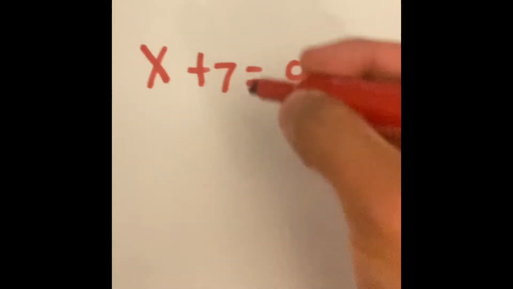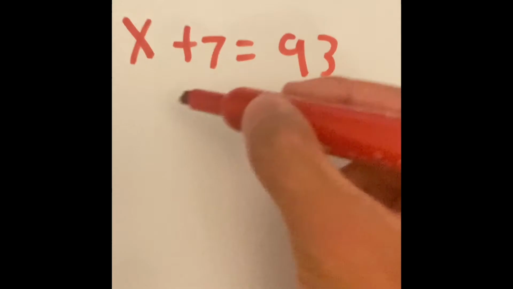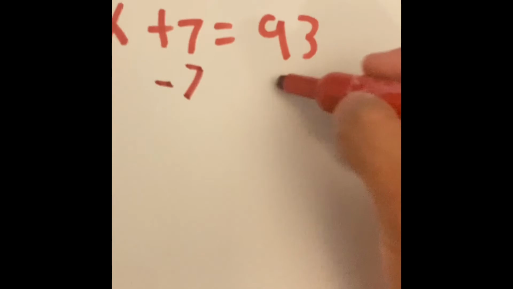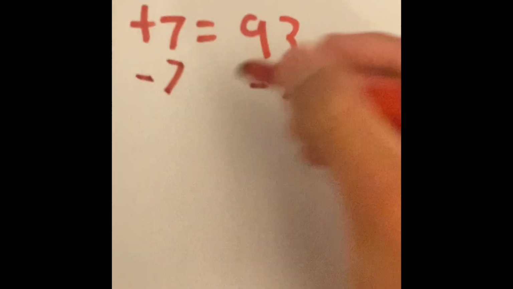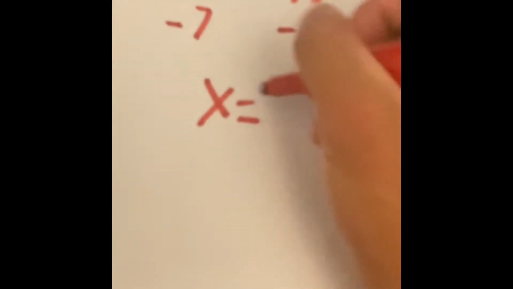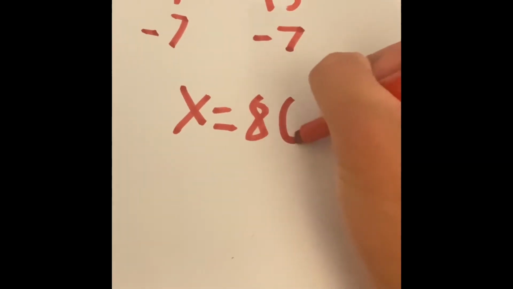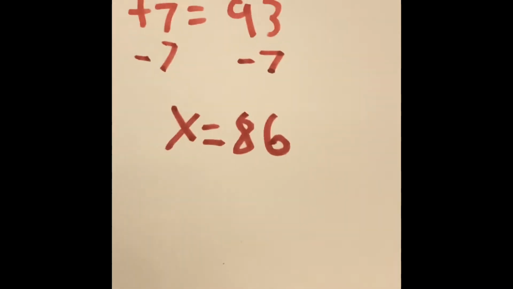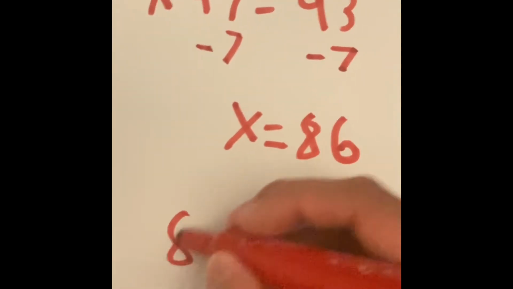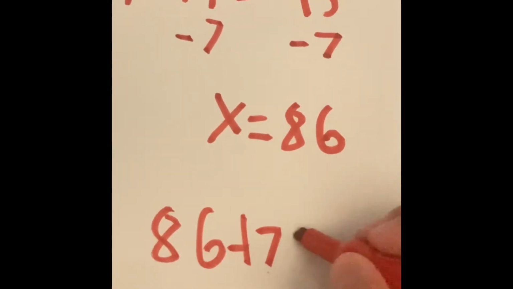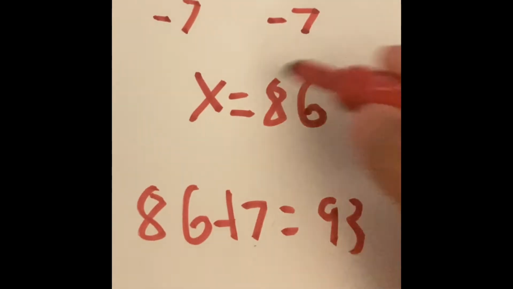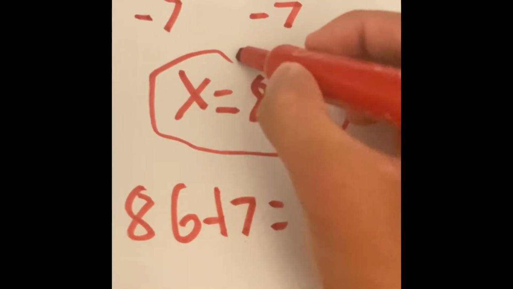So we can get what X is. Normally, we have X plus 7 equals 93. We subtract 7 from both sides, and that brings us to X equals 86. So X represents 86. If we plug it back into the equation, it should say 86 plus 7 equals 93, and that is correct. So the answer is X equals 86.